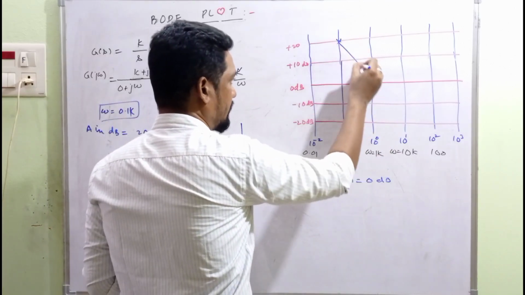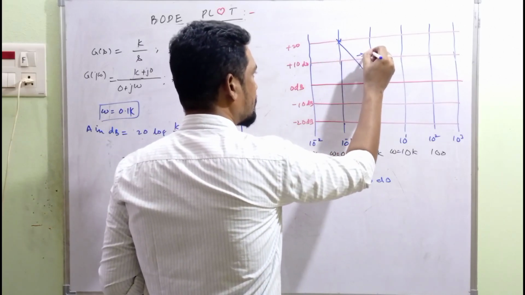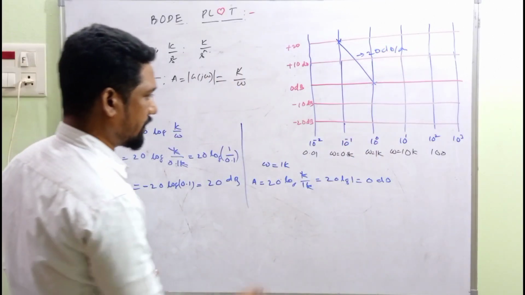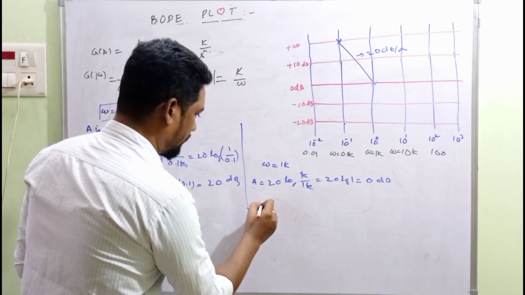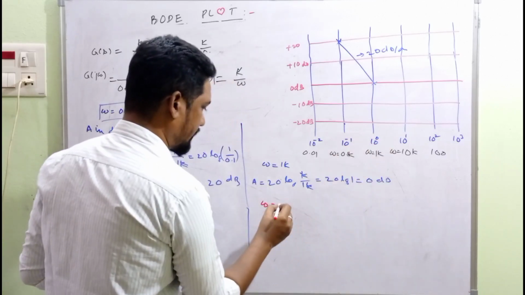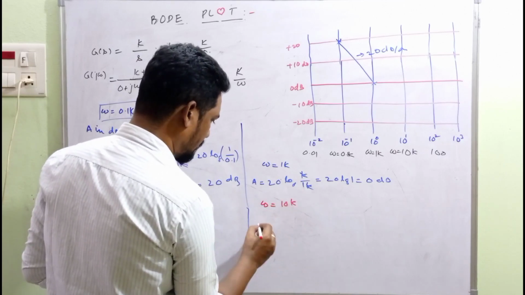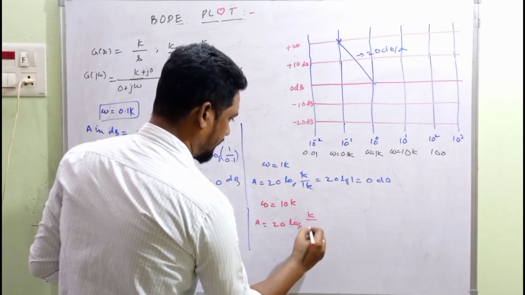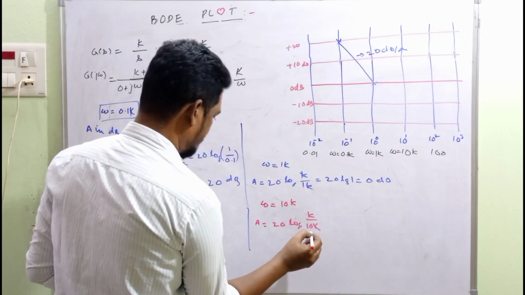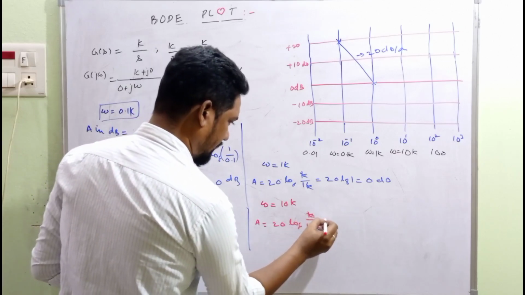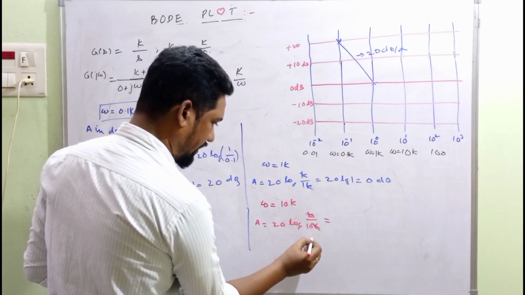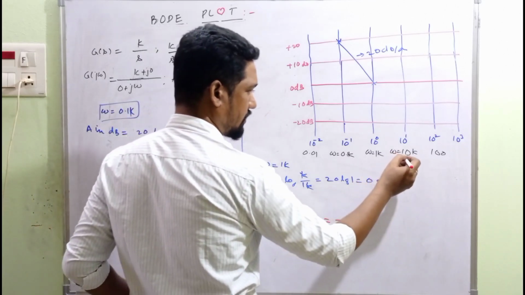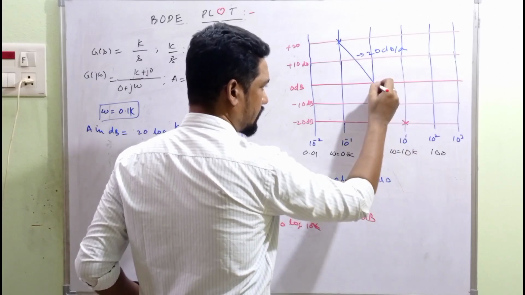So joining these two points with a line like this, the slope is minus 20 dB per decade. Okay, and next one, to understand, now changing the color, omega equal to what is the next value? 10K, isn't it? So A will be equal to 20 log K by 10K, right? So this gets cancelled, and 20 log 1 by 10 will give us minus 20 dB. So where is that point? This one, omega equal to 10K, now these two points are to be joined like this.